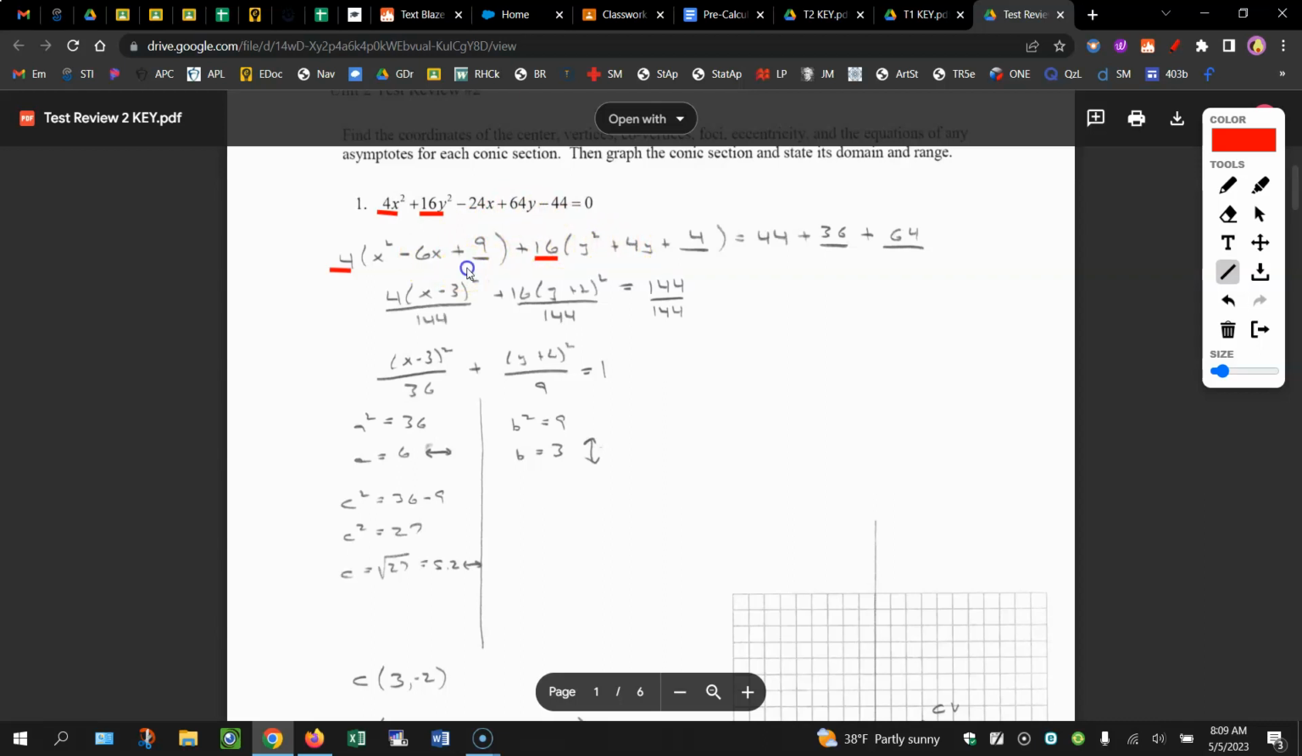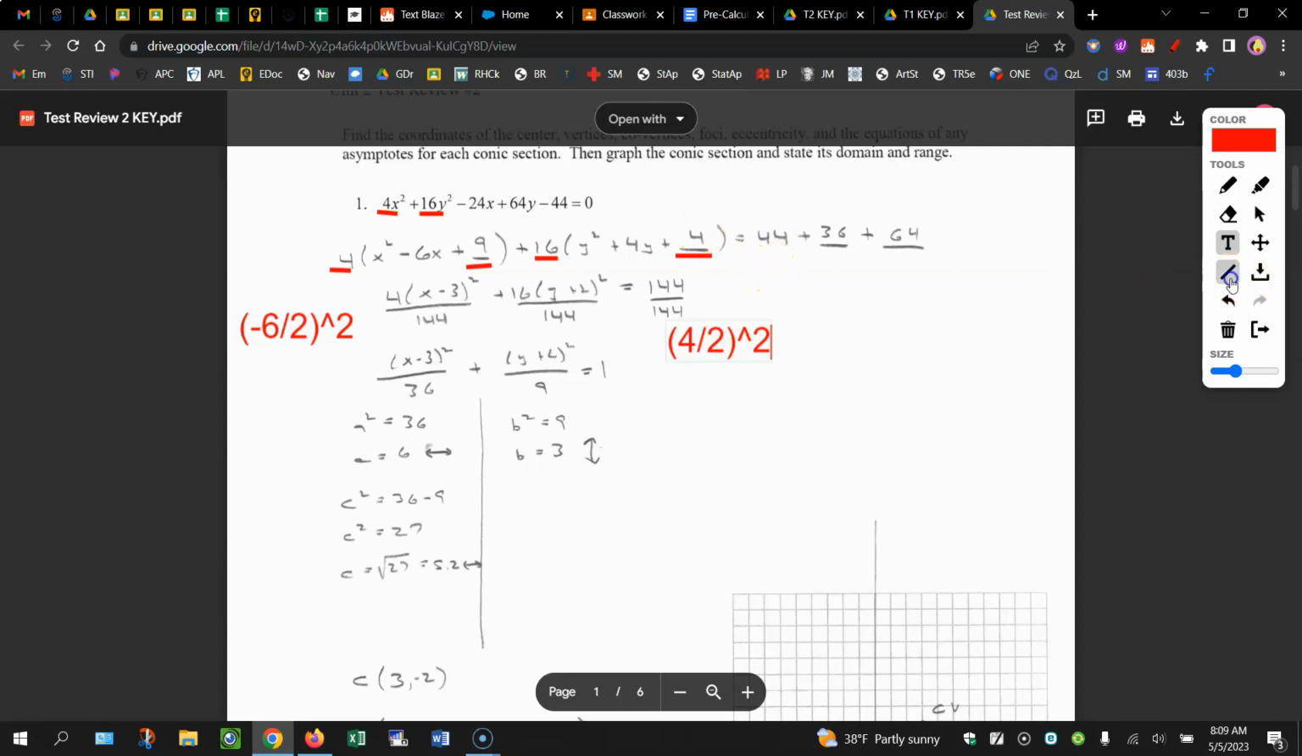Now, just a reminder, to get this number here and this number here, what you need to do is take the b term, so -6 divided by 2, and square that value. So that would be -3 squared is 9. Similarly, over here for the y's, you're going to take the b value 4 divided by 2 and square that. So that 2 squared is 4.